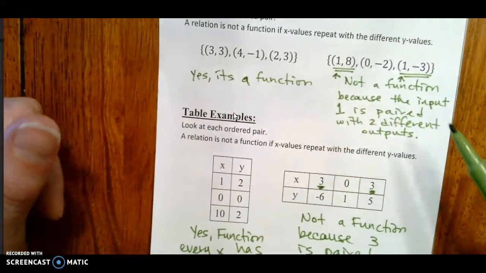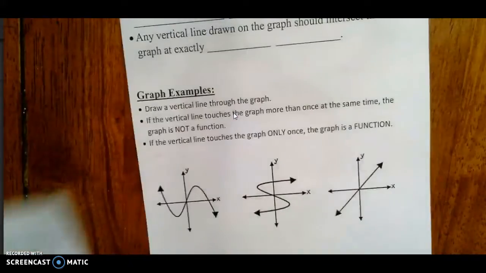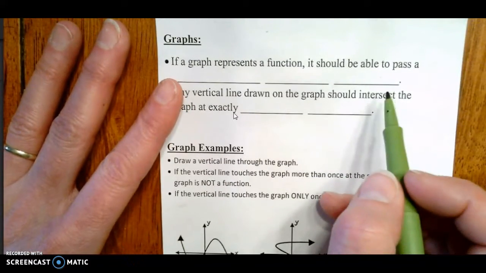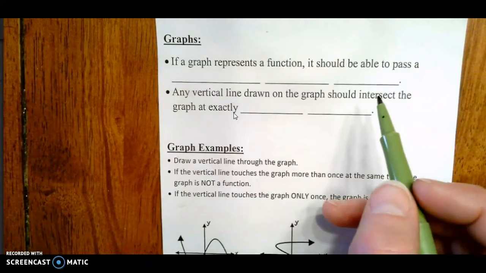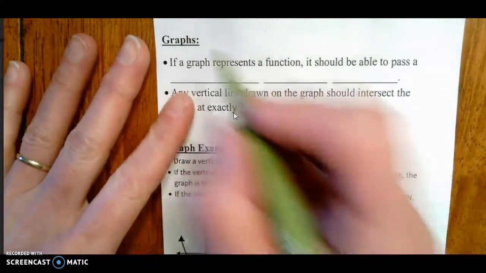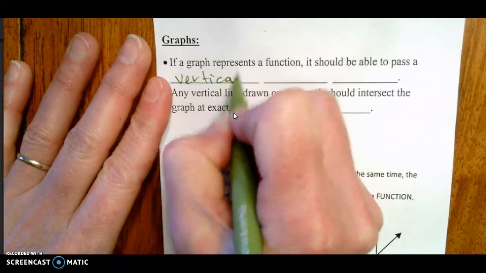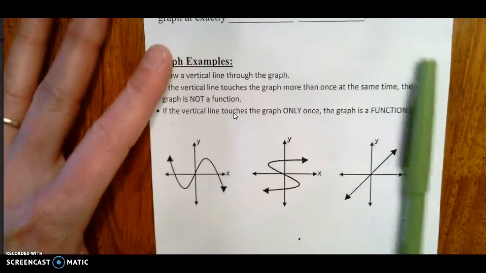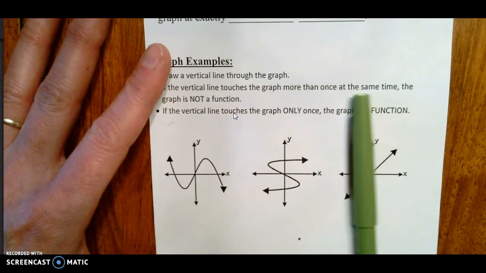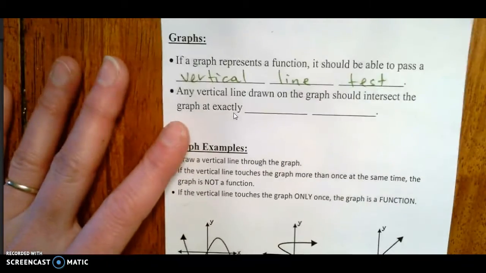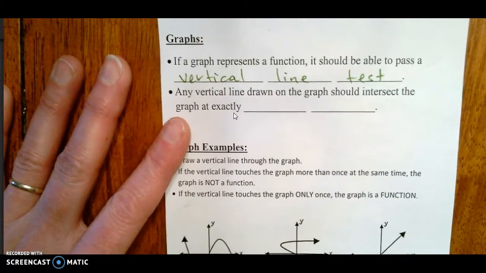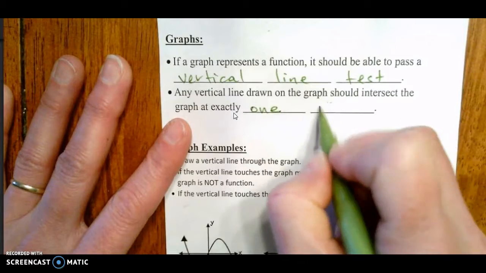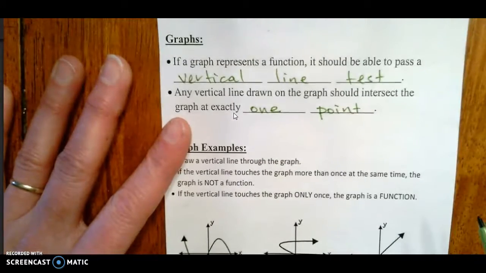So again, inputs are your x's, outputs are your y's. Lastly, we're going to take a look at some graphs. If you see that a graph represents a function, there's another way to tell if it's a function besides focusing on the individual points. It's kind of nice. It's called the vertical line test. Basically, you draw a vertical line, or I usually use my pen, and you look at the graph and see if that vertical line intersects your graph more than one time. If it intersects at exactly 1 point at all times, then we do have a function.